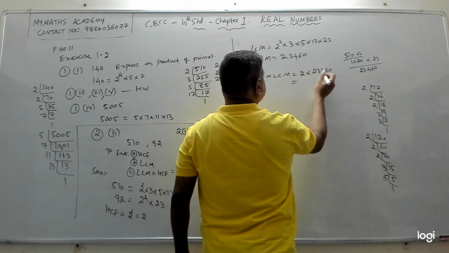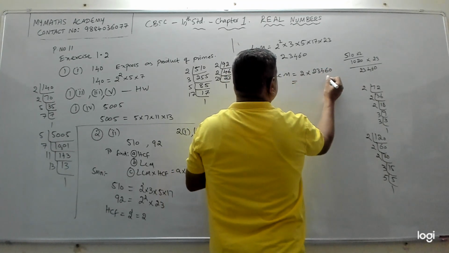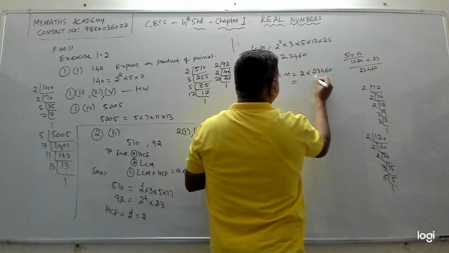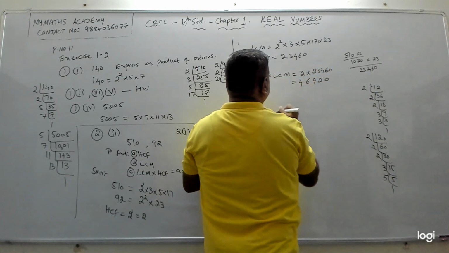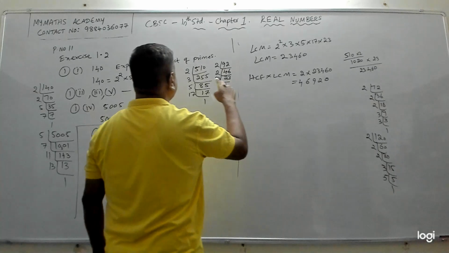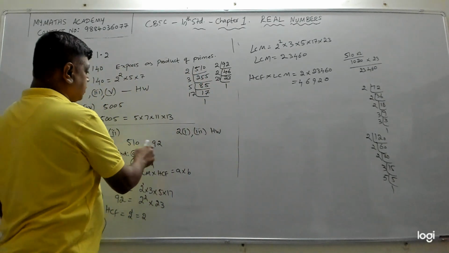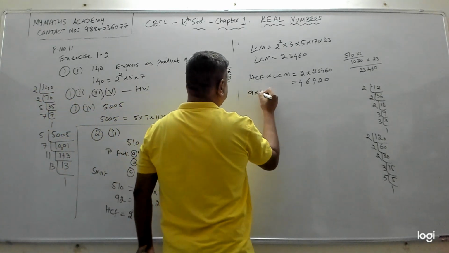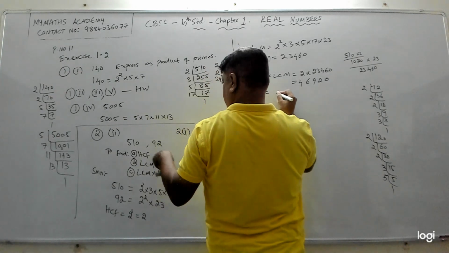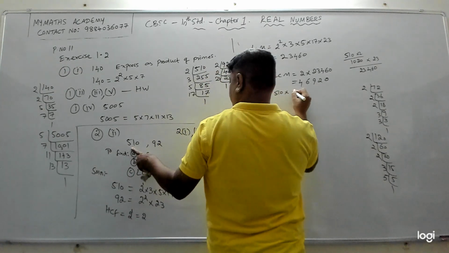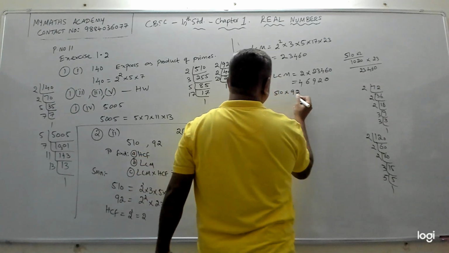Now if you multiply this, what do we get? So 2 zeros are 0, 2 sixes are 12, carry 1, 8, 9, 2 3s are 6, 4. You get 46920. Now multiply A into B. This is A, this is B. What is A into B? A into B is 510 into 92. What is 510 into 92?